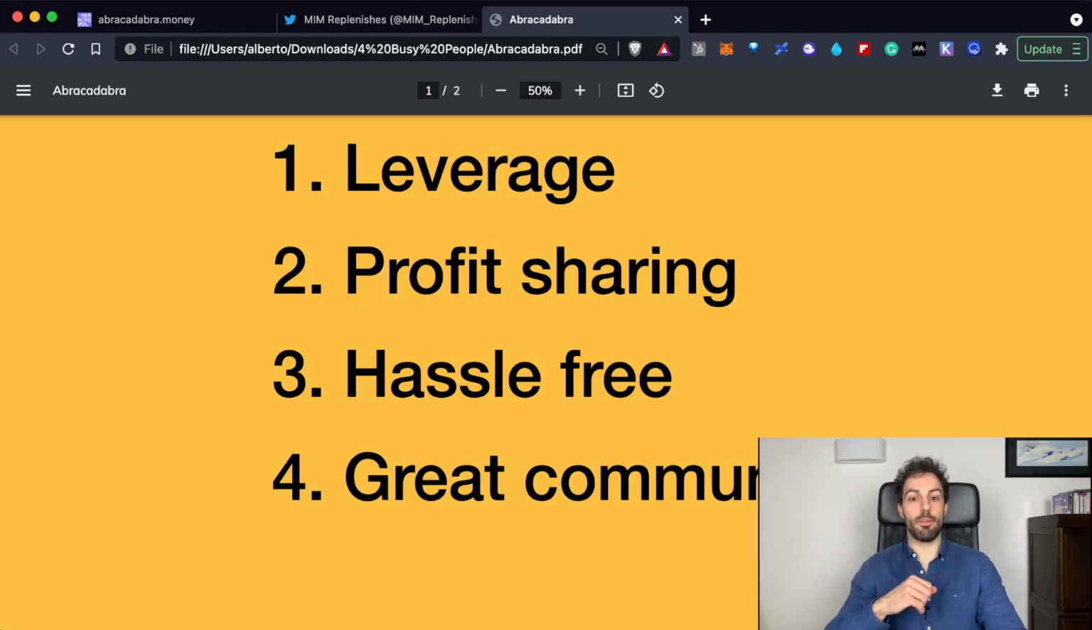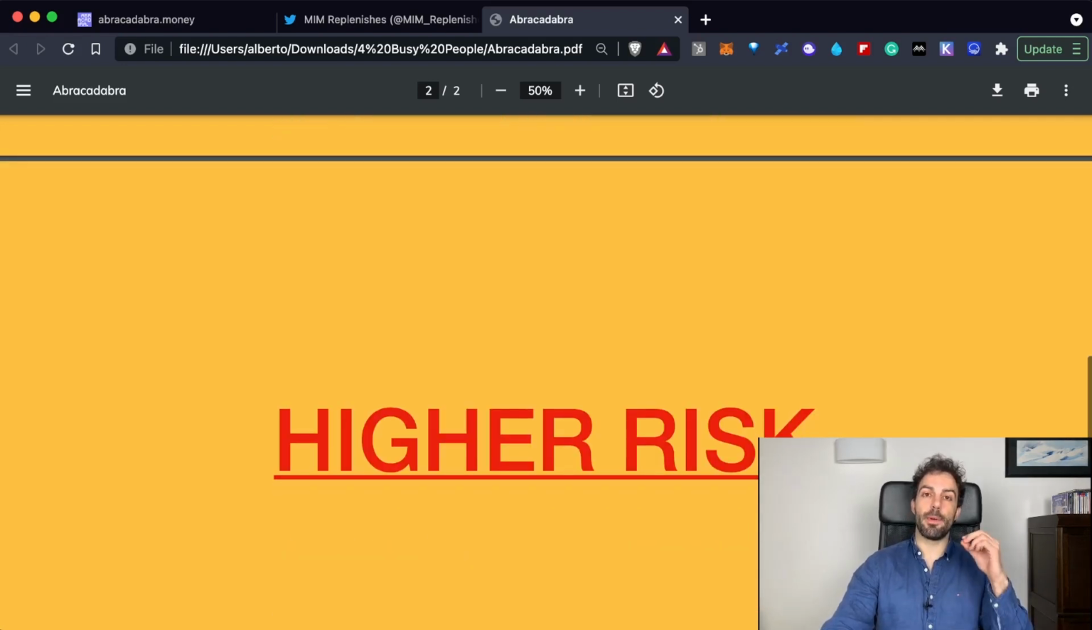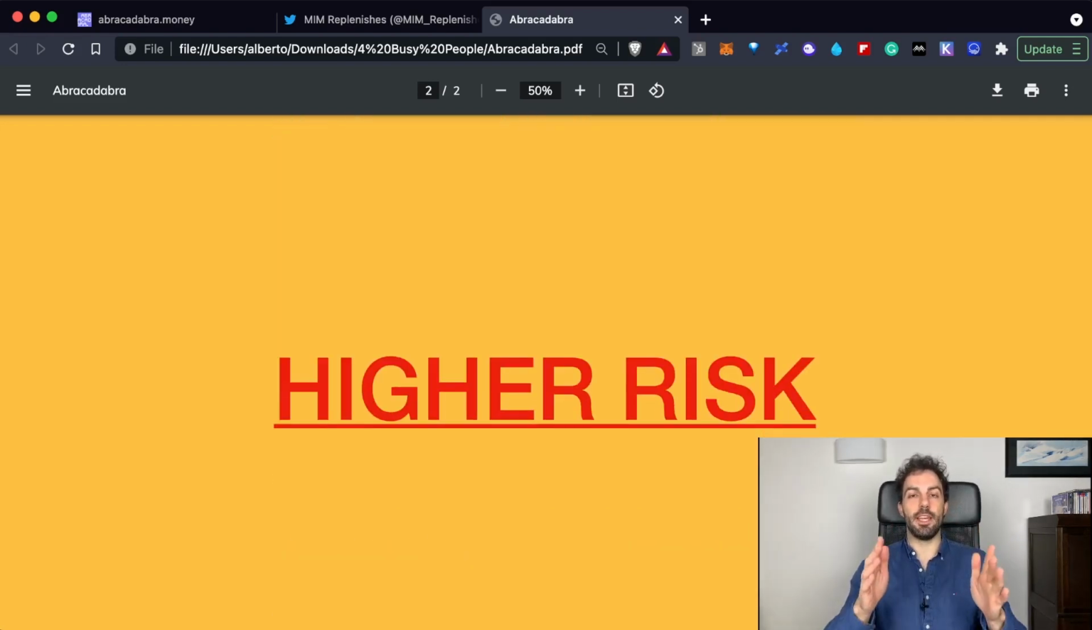Another great point in favor of Abracadabra is that it has a really great and strong community. This is really important because the stronger the community, the more possibilities there are in the future. A strong community will also allow the protocol, in case of any problem, to come out of the difficulties. In any case, pay really close attention because nothing is 100% secure. Using a protocol that is leveraging and using some strategy for you on some other protocols means increasing the risk of hacks and, obviously, of losing money.